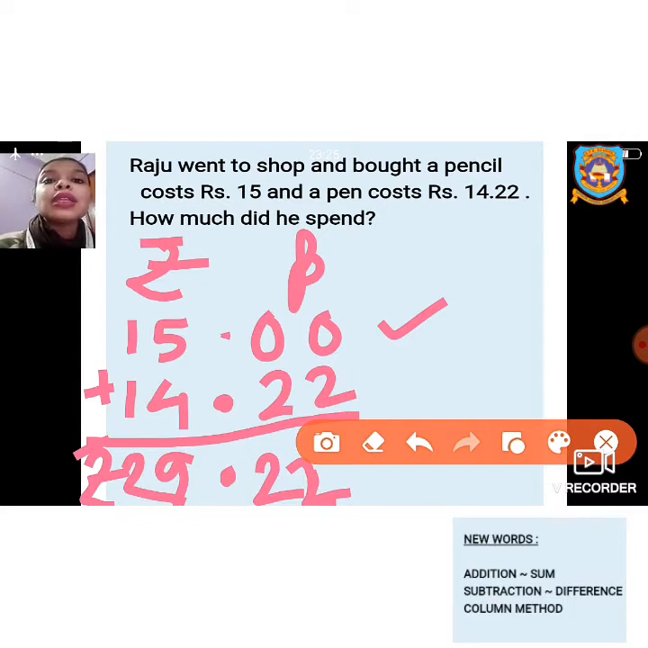So children, in this way we can do addition and subtraction of real life situations. If a direct question is given, whether it is plus or minus, we can follow that. But if the question is a word problem, then first we have to understand what is being asked, and then we have to follow it.